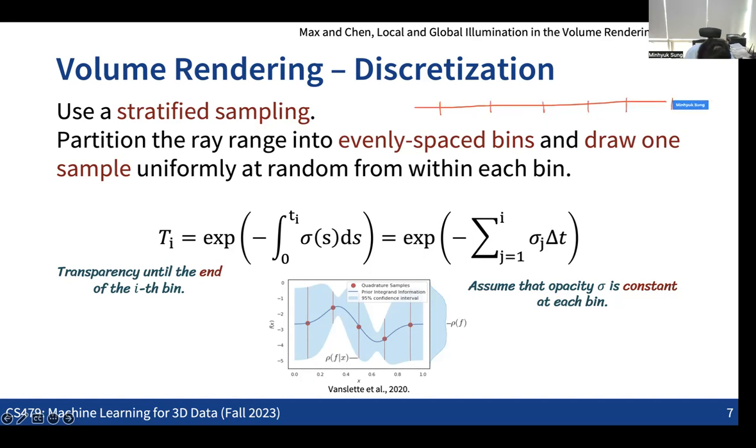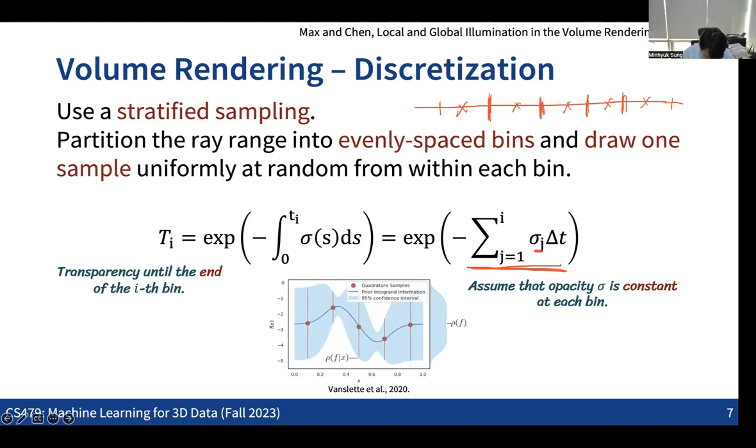Yeah. So if we have multiple beams, then once we sample the points for each beam, we predict the opacity for each of the samples. Based on that, we calculate the transparency until the end of each beam, which can be directly computed by just taking the sum like this, because we are assuming that the opacity is constant over each of the beams, right?